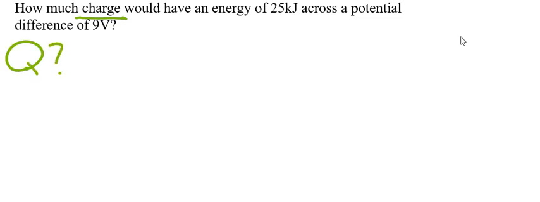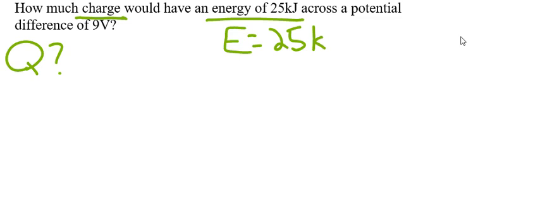Okay, but what do we know? Energy of 25 kilojoules. And as soon as you see a metric prefix, little alarm bells will go off to remind yourself you're going to need to convert that to get SI units afterwards. And we have a potential difference of 9 volts.